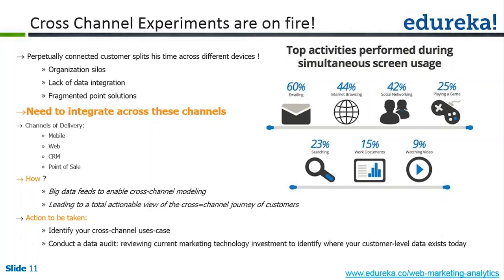So a couple of things from a brand or a marketer point of view that you need to be doing to make sure this happens is, first up, identify your cross-channel use cases, and the next would be to review the current investments that you've done on the marketing technology in-house, so that you can pretty much map the entire customer journey from first touch till conversion. Right?